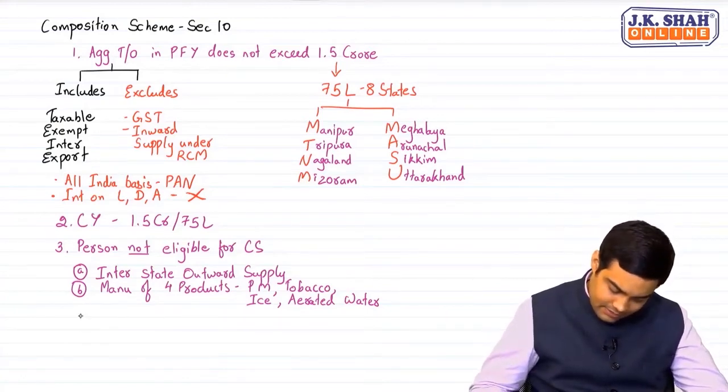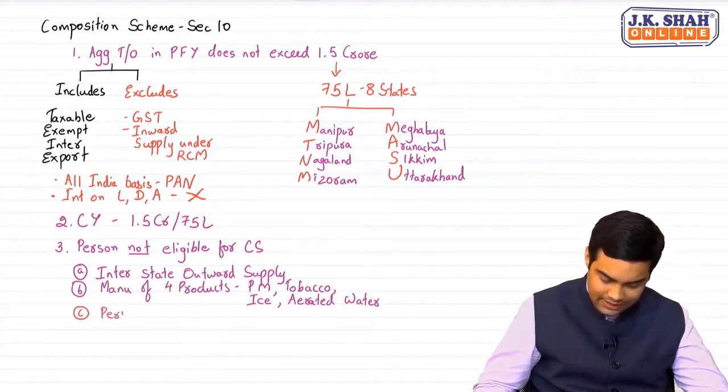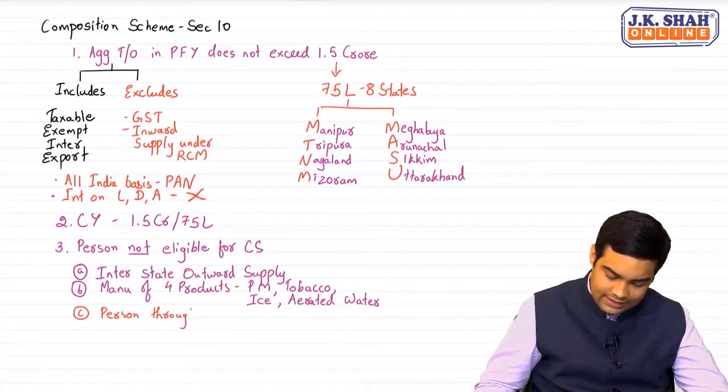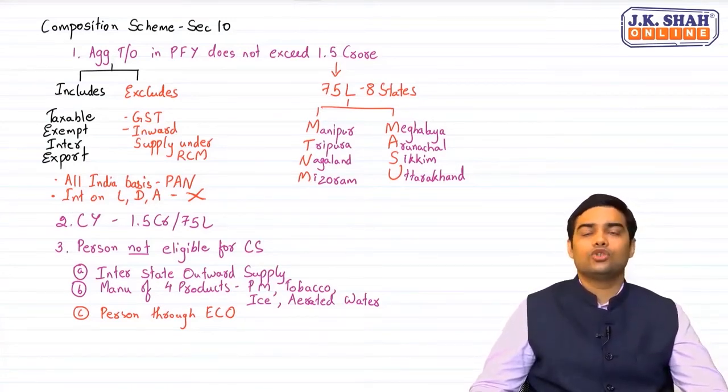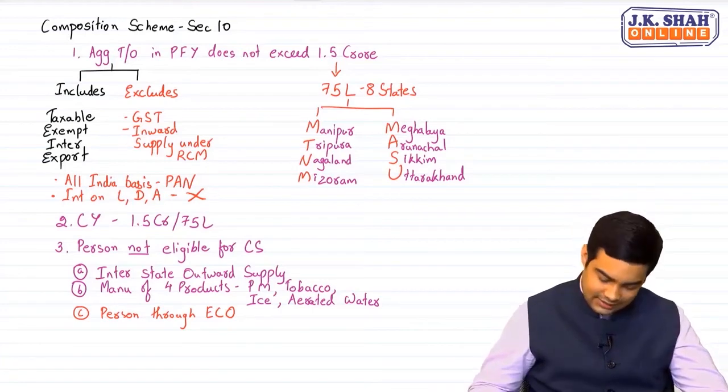The third person who is not eligible is a person who is supplying through an e-commerce operator. If you are supplying through an e-commerce operator, there is a concept of TCS which you don't learn at Inter-CA. But if you are supplying through e-commerce operator, then you will not be eligible to claim the benefit under composition scheme.